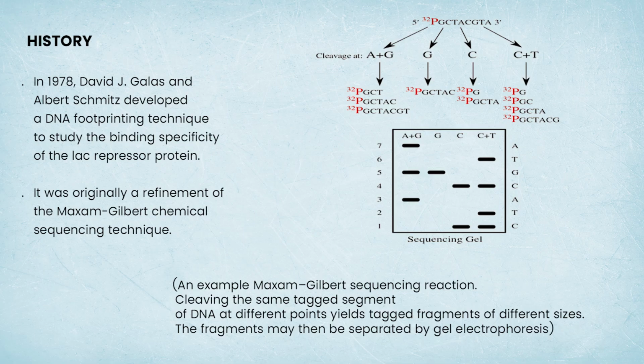So, in 1978, David J. Galas and Albert Schmitz developed a DNA footprinting technique to study the binding specificity of the lac repressor protein. It was originally a refinement of the Maxam-Gilbert chemical sequencing technique. In the Maxam-Gilbert sequencing reaction, cleaving the same tagged segment of DNA at different points yields tagged fragments of different sizes. The fragments may then be separated by gel electrophoresis.